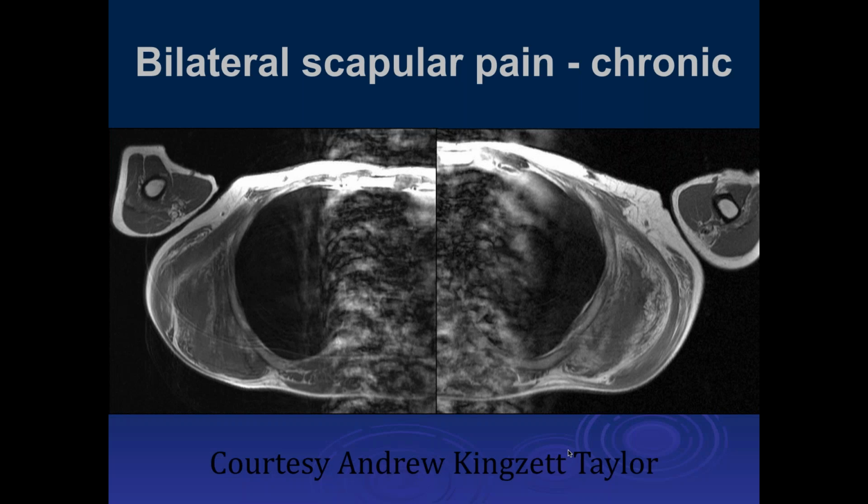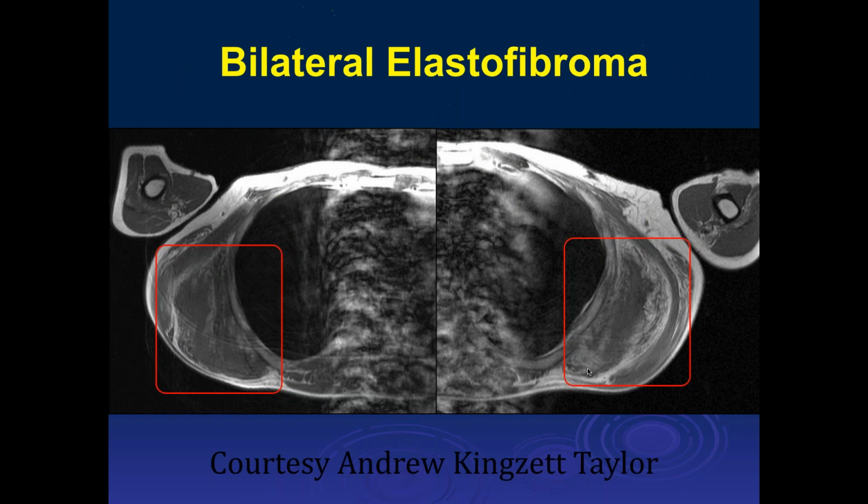Okay, so this looks like T1 of the patient's chest, and I guess they're complaining of bilateral scapular pain. What we're seeing in both regions are these heterogeneous mixed signal mass-like structures, with a little bit more hyperintense signal on the left than on the right. This would be a good location for an elastofibroma. Bilateral is a little... Well, okay.